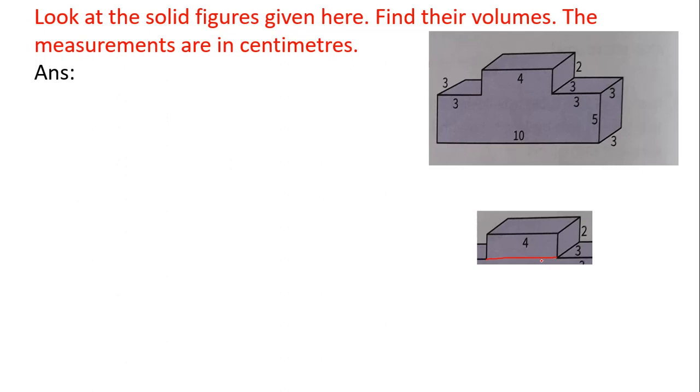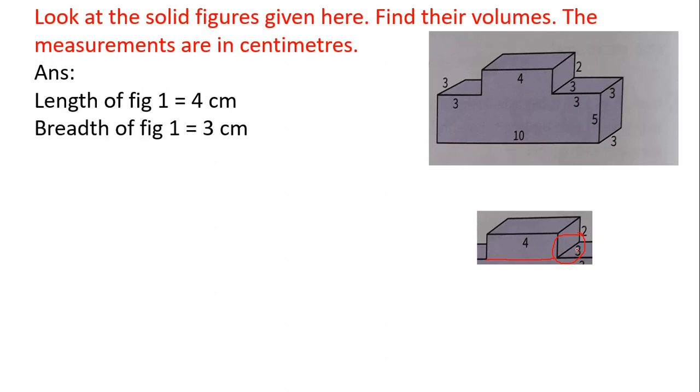First we have to find the measurement of length, breadth and height. So length means the measurement of this edge. Here they have not given the measurement, but in the upper part they have given it as 4 centimeter. Since this edge will become 4 centimeter, I will write length of figure 1 equals 4 centimeter. In the same way we will calculate the breadth. Breadth means the length of this edge. Here they have given it as 3 centimeter, so I will write breadth of figure 1 is equal to 3 cm. And next we have to find the height. This length will be called the height. They have given 2 cm. So I will write height of figure 1 is equal to 2 cm.